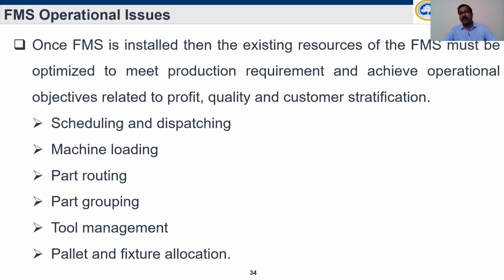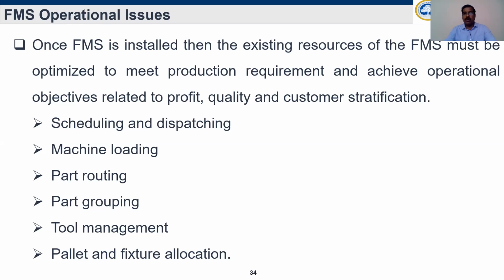Then operational issues. We have done planning, we have done design, and we implemented the FMS system, meaning we installed it. Then what we have to do is consider the operational issues. Once FMS is installed, the existing resources of the FMS must be optimized to meet production requirements and achieve operational objectives, which are related to profit for the company, quality of the product, and customer satisfaction.